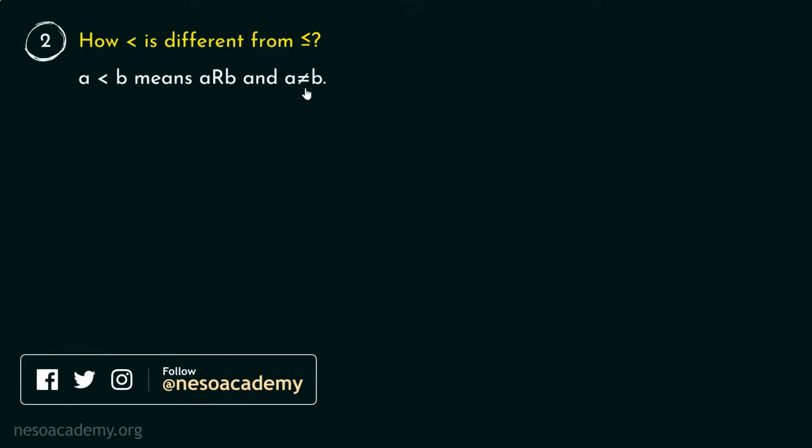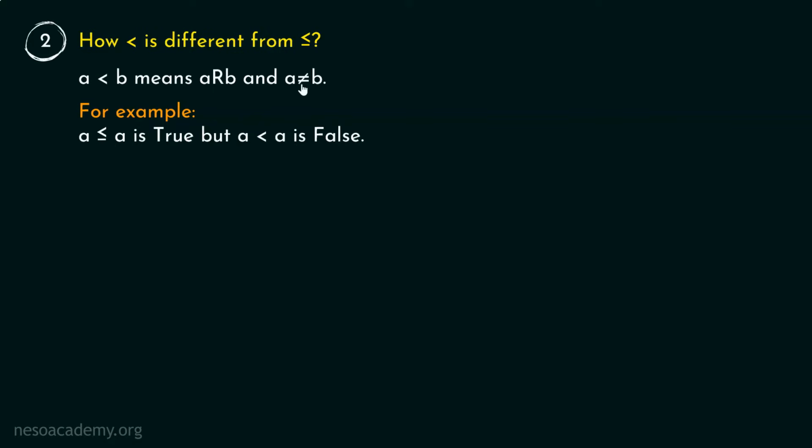Equality has been removed. For example, A less than or equal to A is true because A is related to A and A is also equal to A. But A less than A is false because this is not satisfied, right? A less than B means A is related to B and A must also be not equal to B. Here you can see that A is equal to A. Therefore, this condition is not satisfied.